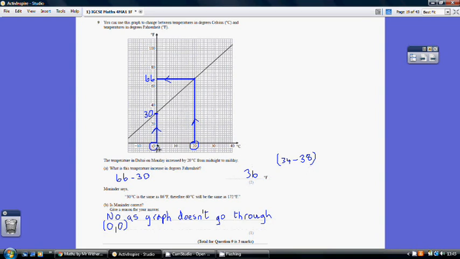Just so we're clear, you didn't have to do it between 0 and 20. You could have done it between 10 and 30 or 20 and 40. And because it's a straight line, you would have got the same answer.